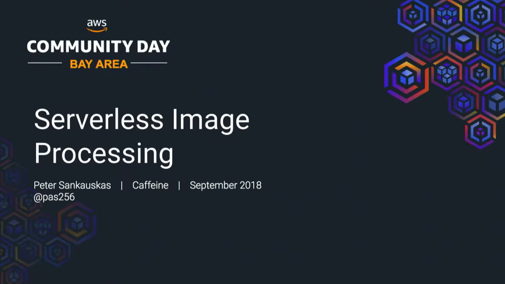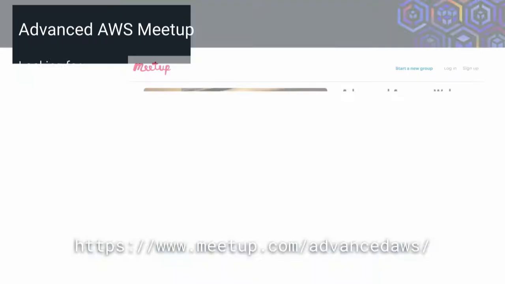My name is Peter Sankauskas, and I'm going to be talking to you about how Caffeine built a little service utilizing a few Amazon technologies to do some image processing.